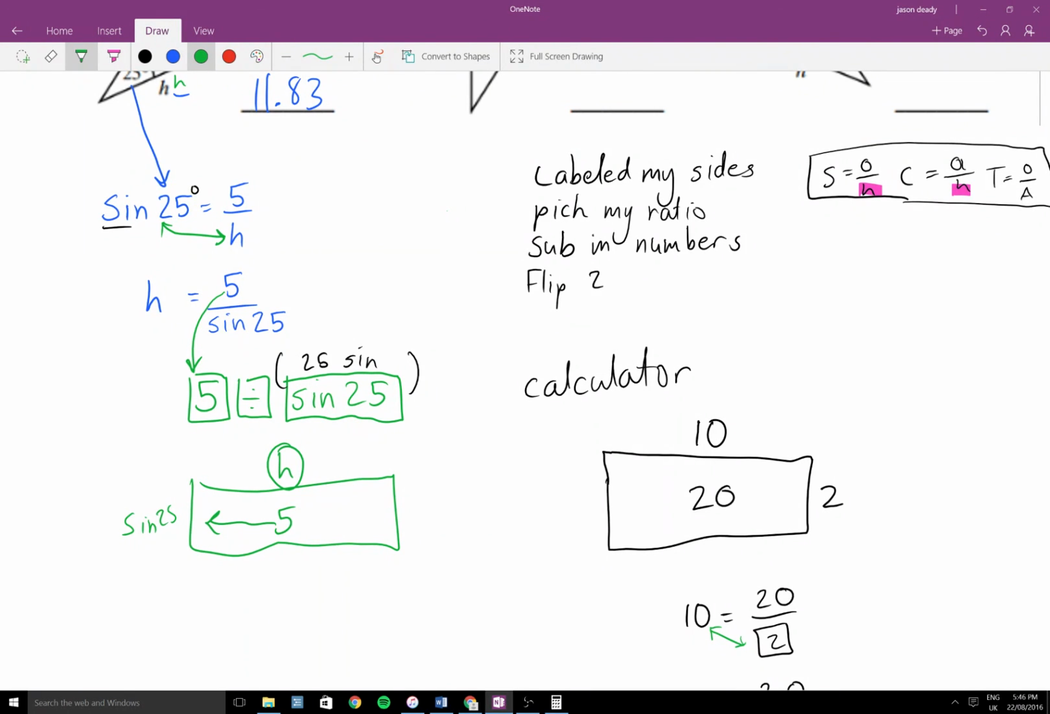Just remember the step. Remember that when the number we're trying to find is on the bottom, you flip the sine 25 and the h and just divide. Okay, that's the most important part of this because it's new and different.